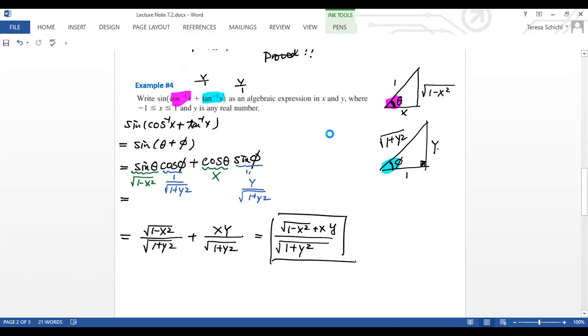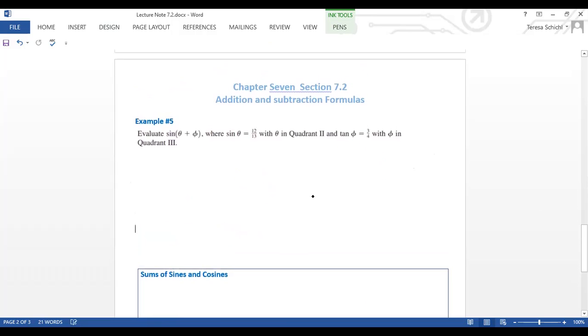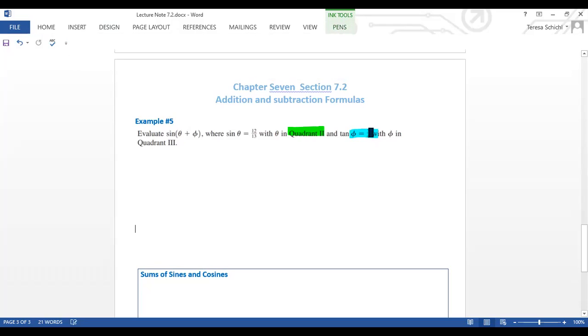Okay, let's try to do one more of this type of problem. They said evaluate the sine of theta plus phi, where the sine theta is equal to 12 over 13. Let's see here, the theta, let's color code that. The theta is in quadrant number 2. And then the phi is in 3/4, so phi is in quadrant number 3 here. So let's be very careful, right?